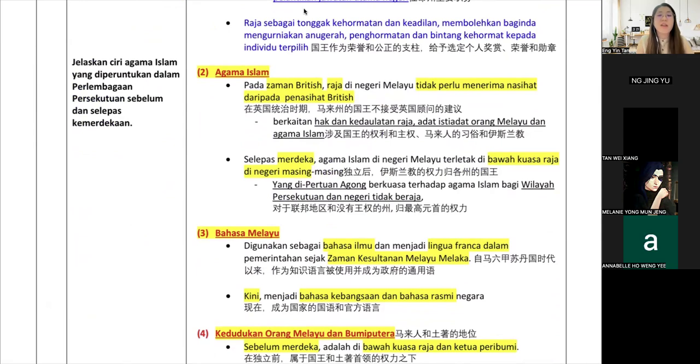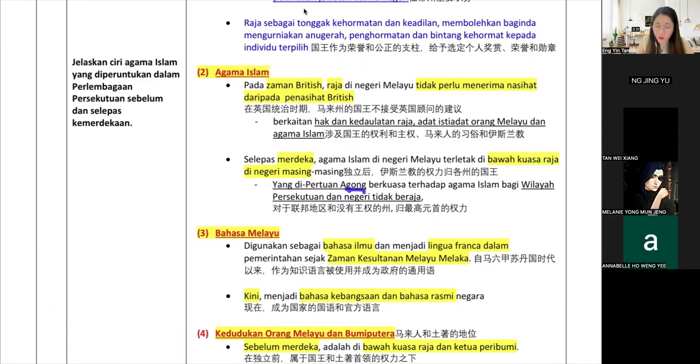Our law mentioned Islam's position, right? You see, before we merdeka, during British time, the king, do they need to listen to the advice of the British to manage the Islam issue? The answer is no need. Okay, tidak perlu menerima nasihat British dalam hak dan kedaulatan raja, adat istiadat orang Melayu dan agama Islam. Okay, you guys know this. Then after merdeka, see, the Raja is still having the power to be in charge of the agama Islam issue.